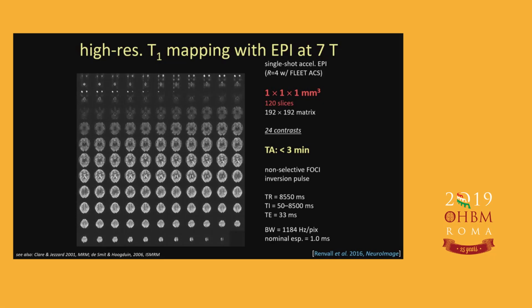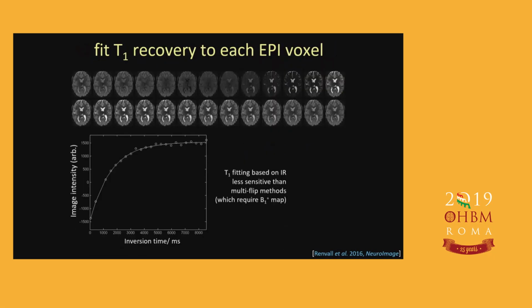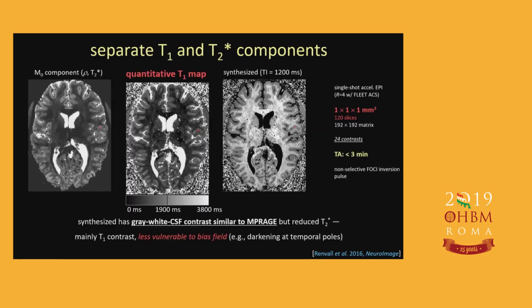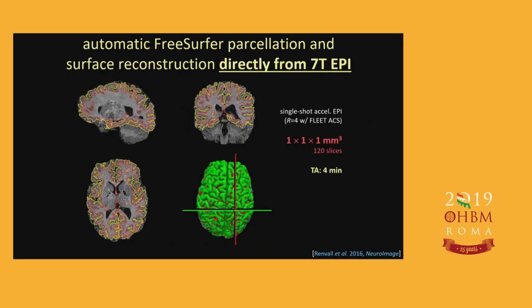Now, if we repeat this enough times, in this case we did 24 contrasts in about 3 minutes, each slice sampled 24 distinct inversion times with which we were able to fit T1 recovery to each EPI voxel in order to generate a quantitative T1 map with an EPI readout. With this quantitative T1 map, we can then synthesize T1 weighted images, such as this one with MPRAGE-like contrast, which we can then pump through FreeSurfer to generate automatic cortical surface reconstructions and parcellations directly from 7T EPI data.